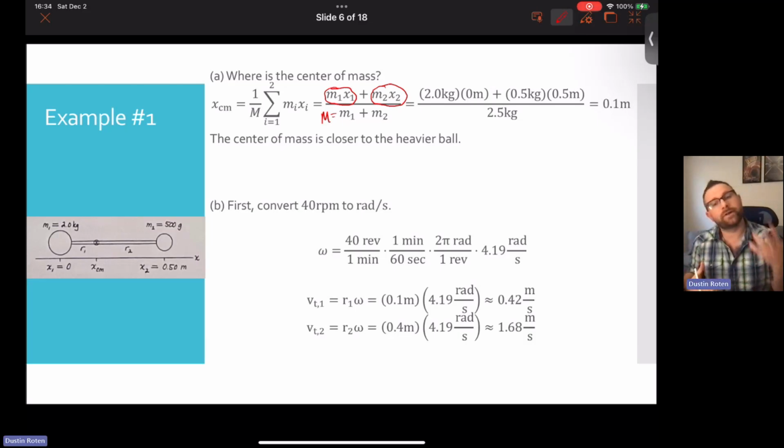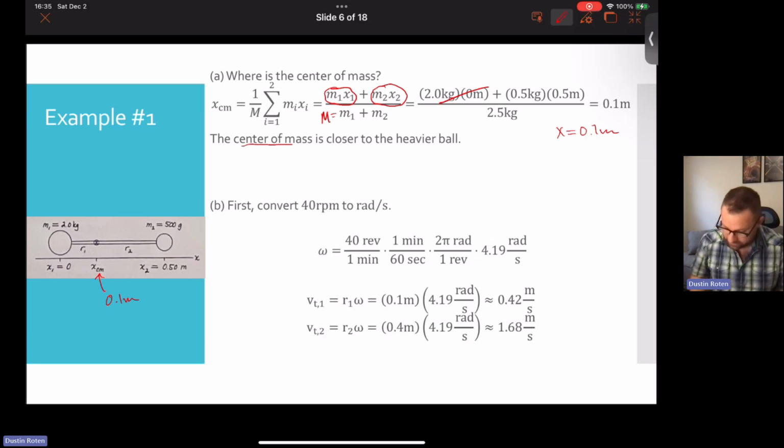Now all I have to do is plug things in. You'll notice that x1 is at the origin, so that's going to knock this term off completely. It's 0. When we finish cranking this out, our position is actually at 0.1 meters. So I can update this: we know that this is 0.1 meters. You'll notice that the center of mass is closer to the heavier ball. That's because the heavier ball accounts for more of this calculation. It's mass weighted, there's more mass there. Now for part B, we need to convert that rotations per minute to radians per second, so we can actually use it in our equations.